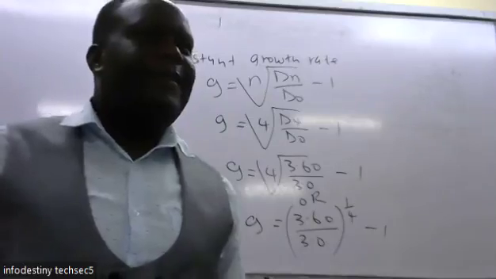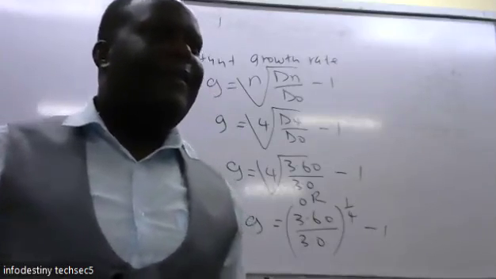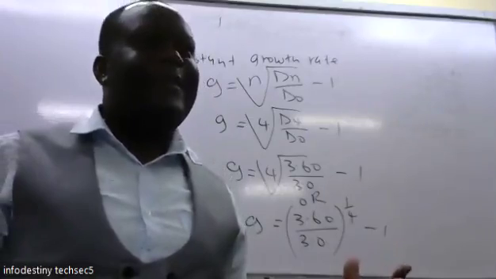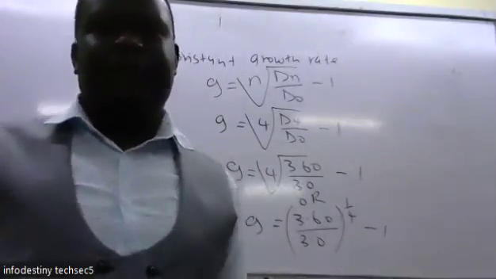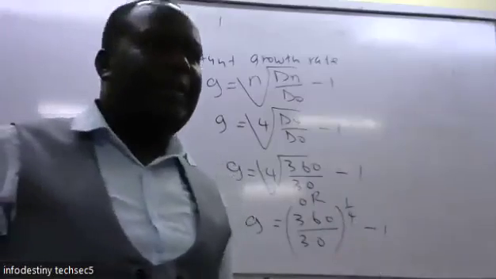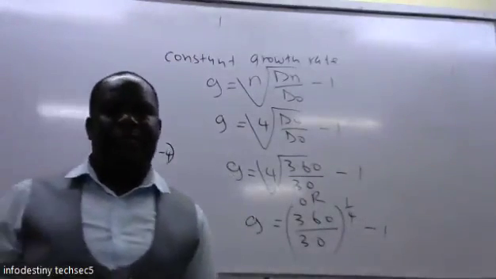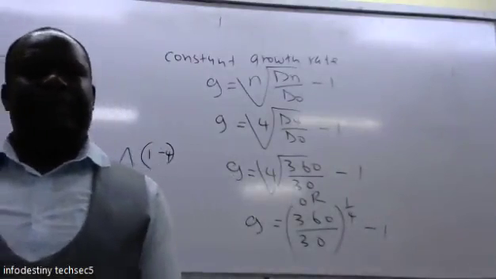0.0466. Multiply by 100. How much do you get? 4.66. Yes. So you can round it off to 4.67 as a percentage.